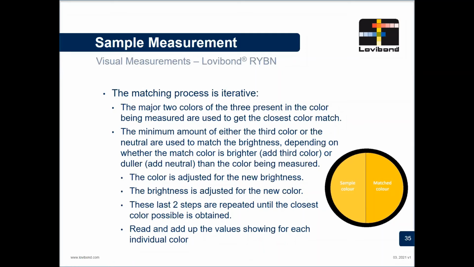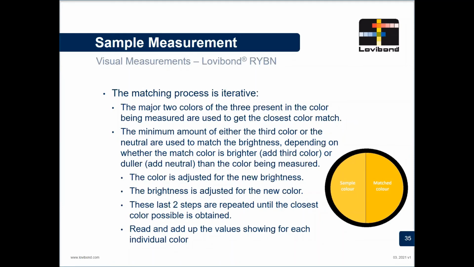So where our color is brighter than the matched color, we're going to be adding the blue to our red yellow to dull our sample down so that the two will come into the same brightness. If our sample is duller than the match color, we're going to be adding the neutral. Now the neutral is added not to our sample but to the match color, so it dulls down that matched color so that we can equalize the two brightnesses.